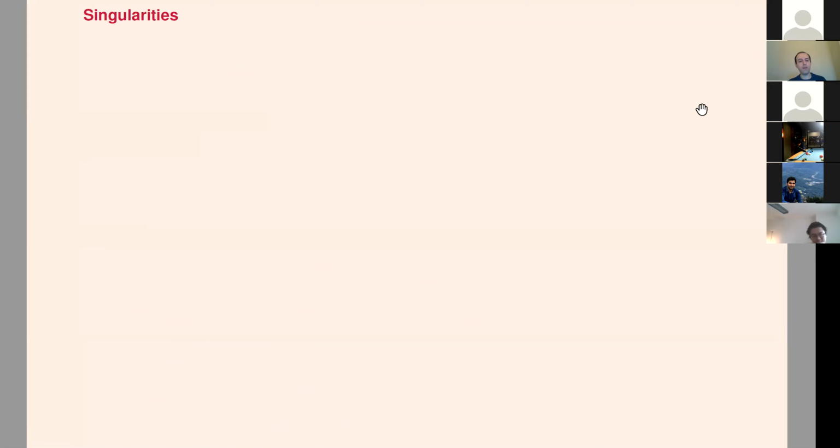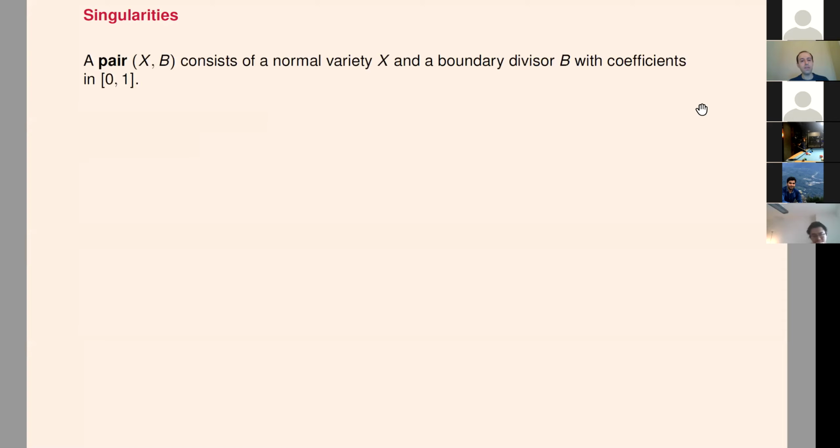Now, I have talked about singularities quite a few times, but I didn't define them precisely. Now I define them in a more general setting, where we define singularities not just for varieties, but also for pairs. In the next lecture, I will talk more about pairs and why they are important. But for now, let's just consider the singularity.